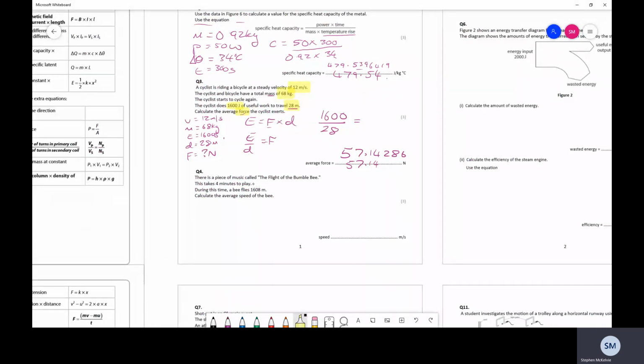Let's have a look at the numbers. We don't need to worry about the Flight of the Bumblebee. We just need to look at the numbers. It takes 4 minutes to play. During this time, a bee flies 1,608 meters. Calculate the average speed of the bee.